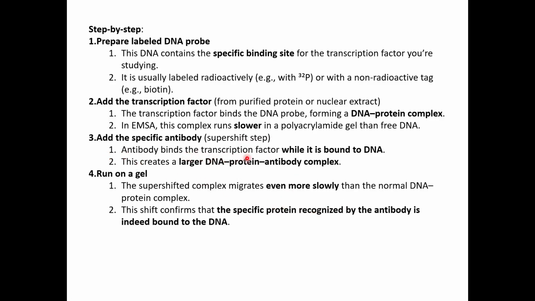So the antibody binds to the transcription factor while it is bound to the DNA. So this creates a larger DNA protein antibody complex which will travel much slower. So then when you run it on a gel, the super shifted complex migrates even more slowly than the normal DNA protein complex. This shift confirms that the specific protein recognized by the antibody is indeed bound to the DNA.